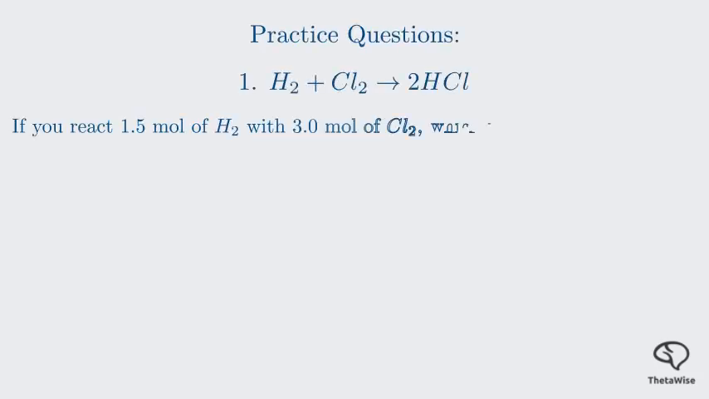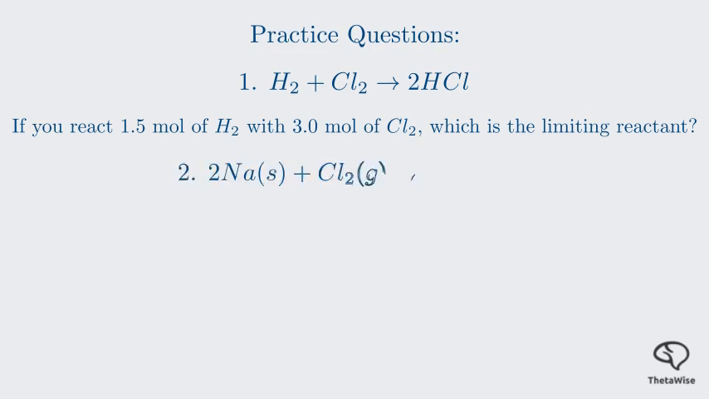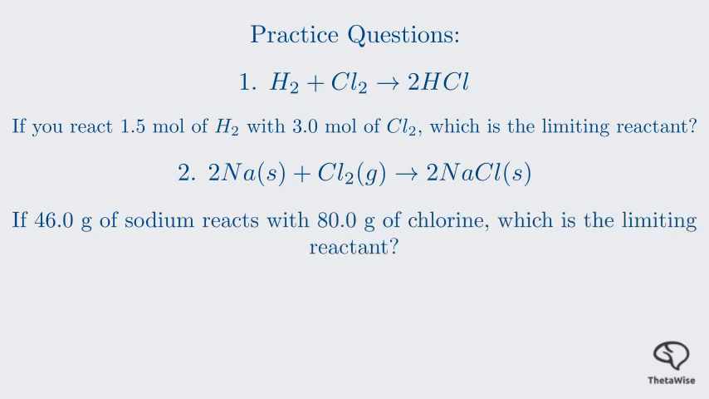I know limiting reactants can feel tricky. The best way to get comfortable is to practice. Here are 2 problems for you. Pause the video and determine the limiting reactant for each. Question 1. Hydrogen gas reacts with chlorine gas to form hydrogen chloride. If you react 1.5 moles of hydrogen with 3.0 moles of chlorine, which is the limiting reactant? Question 2. If 46.0 grams of sodium reacts with 80.0 grams of chlorine, which is the limiting reactant?